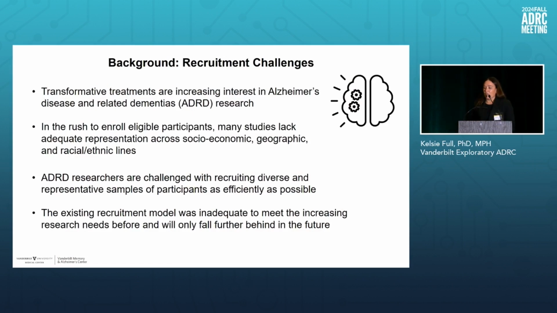The recent discovery of transformative disease-modifying treatments has really increased interest in Alzheimer's disease and related dementia research. But in the rush to enroll participants in these drug trials, in non-pharmaceutical trials, and in ongoing cohorts, often these studies lack adequate representation across socioeconomic, geographic, and racial ethnic lines, as well as language lines. So ADRD researchers, and particularly the recruitment teams, are really challenged with not only recruiting more diverse and representative samples, but also doing it as efficiently as possible with tight recruitment budgets.